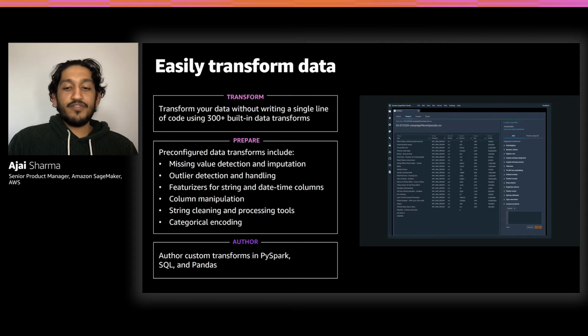Additionally, Data Wrangler gives you a way to easily detect and handle outliers in your dataset. You simply indicate the column and the outlier strategy you want to use, and Data Wrangler takes care of the rest. Data Wrangler also has tools to help you automatically generate features from your string and datetime valued data. In addition, we've also got transforms to help you move around and rearrange columns, as well as several transforms to easily clean and process string value datasets.